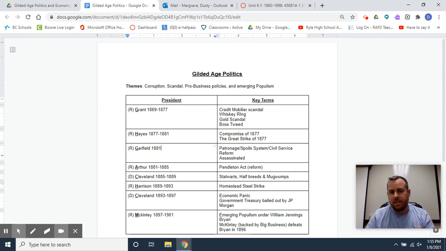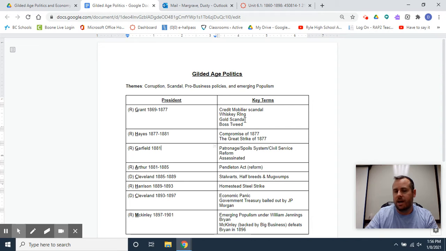I'll go through real quick each one, talk a little bit about their years and some of the key terms. Ulysses S. Grant, the commander from the Civil War, the Union Army, he becomes president, serves 2 terms. His presidency is known for scandal. Very good general at the end, but he did not surround himself with good people. The Credit Mobilier scandal was in the railroad industry. There was a whiskey scandal with one of his cabinet officials.